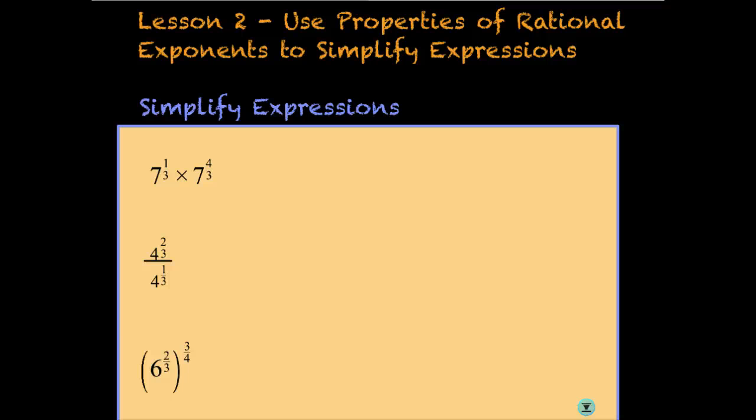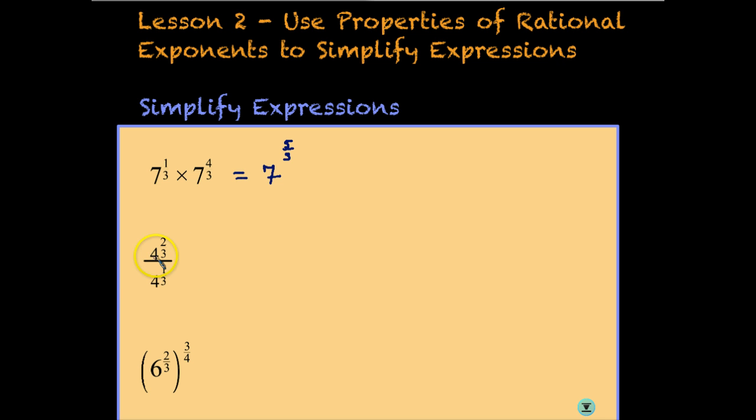For these examples, we are going to use our properties, but we're going to combine it with our fractional exponents. Okay, number 1 example, we have the same base, which is 7, so we know because we're multiplying that we just add the exponents. 1/3 plus 4/3 is 5/3. So as long as we have a common denominator, we can just add the fractions.